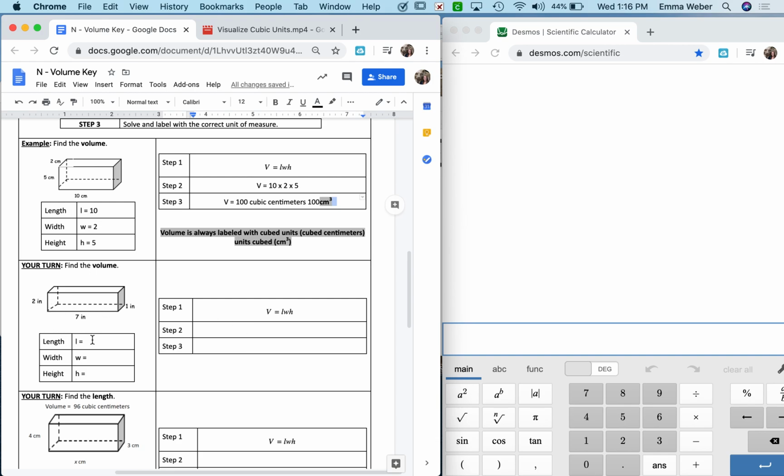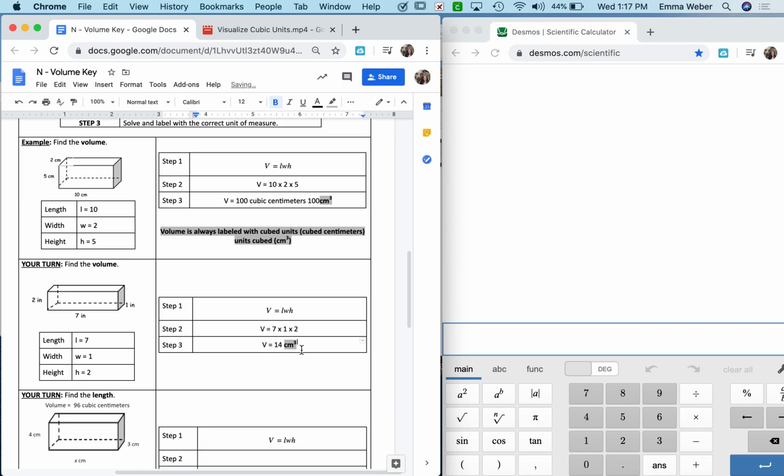So right here, our length is 7 inches, our width is 1 inch, and our height is 2 inches. So step 1 is choose the formula you're going to use, which is length times width times height. So V will equal my length, which is 7, times my width, which is 1, times my height, that is 2. So 7 times 1 is 7, 7 times 2 is 14. So volume here equals 14, and I'm just going to paste in my centimeters cubed there.